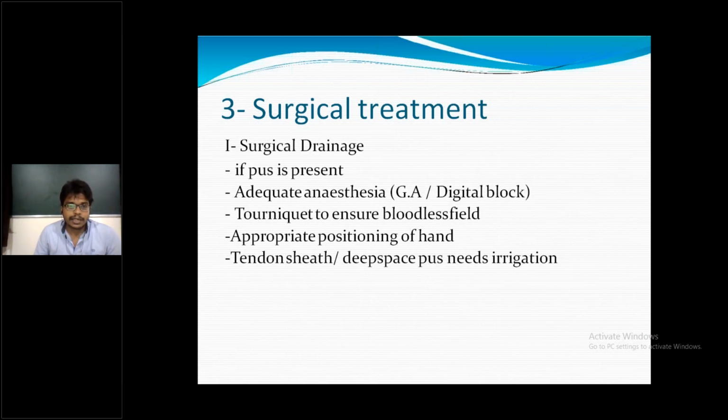If pus is present, adequate surgical drainage is to be done, and adequate anesthesia, GA and digital block, to be given. Otherwise, the patient will feel so much pain. Tourniquet to ensure a bloodless field. Appropriate positioning of the hand. Tendon sheath at each place first needs irrigation.